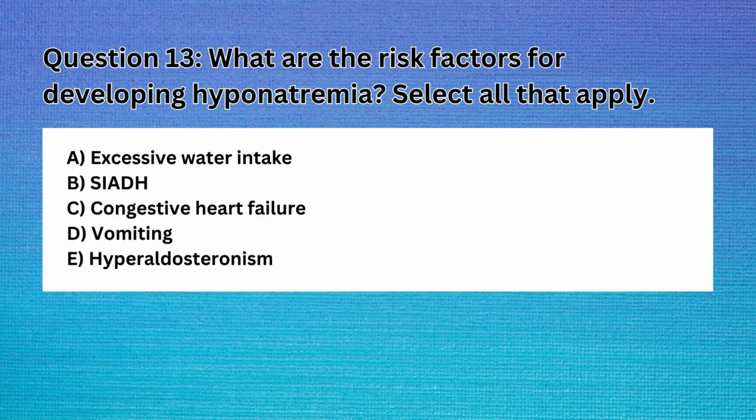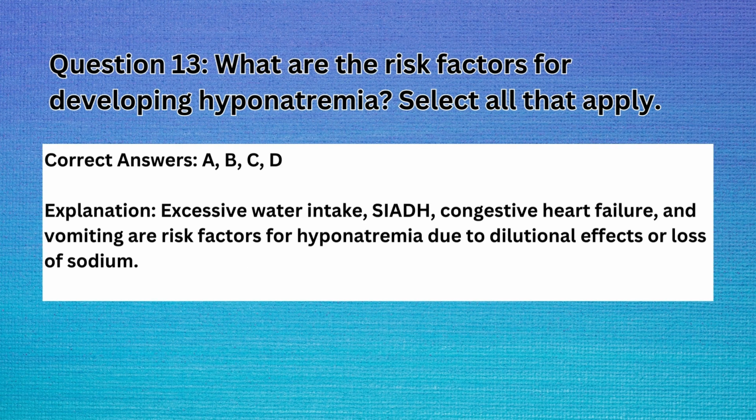function. Question 13. What are the risk factors for developing hyponatremia? Select all that apply. A. Excessive water intake. B. SIAD. C. Congestive heart failure. D. Vomiting. E. Hyperaldosteronism. Correct answers: A, B, C, D. Explanation: excessive water intake, SIAD, congestive heart failure, and vomiting are risk factors for hyponatremia due to dilutional effects or loss of sodium.